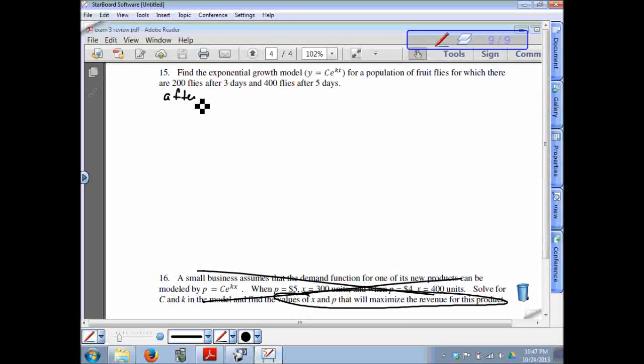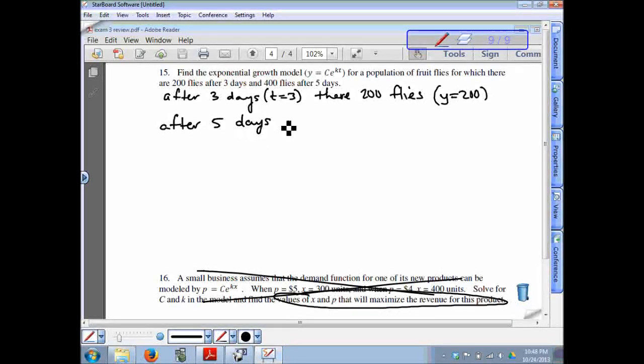And we know that after 3 days, which is a time value, there are, let me specify that more, that's a time value of 3, there are 200 flies. That's a y value of 200. We know after 5 days, and again that's a value of t equals 5, there are 400 flies. That's a y value of y equals 400. So we can make two separate equations from this information of this form.